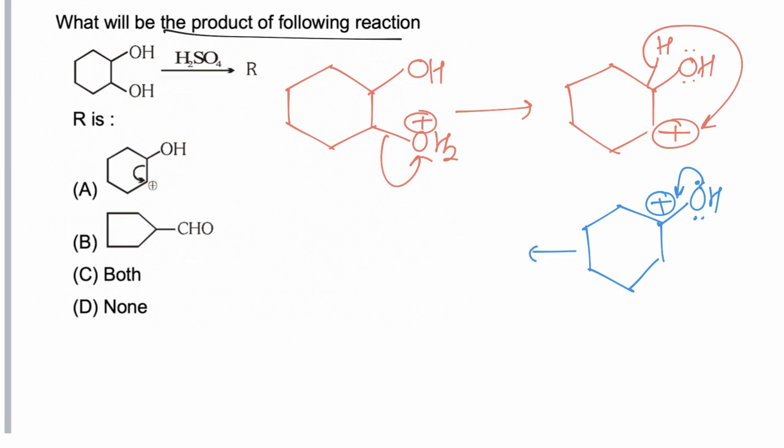So after removal of H positive, now this carbonyl group is created, and hence option A is not correct, B is not correct. So correct answer is D. None of the given product is correct.